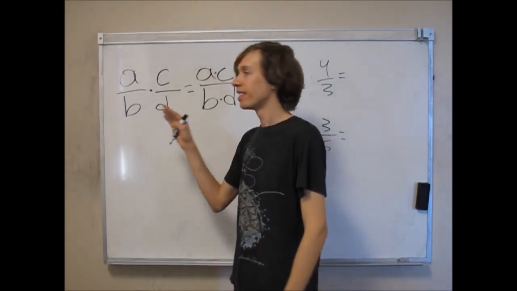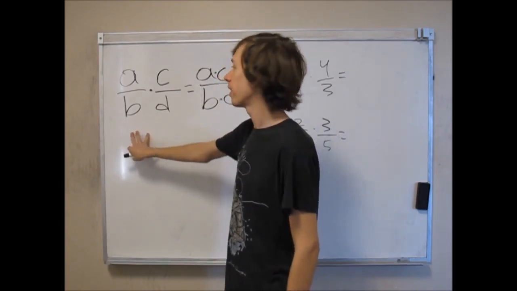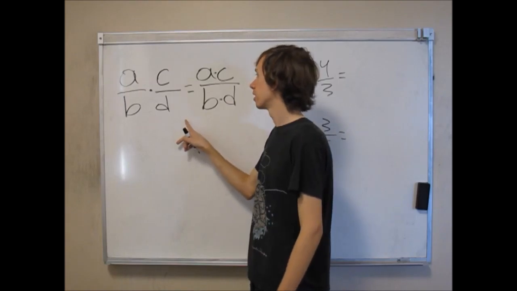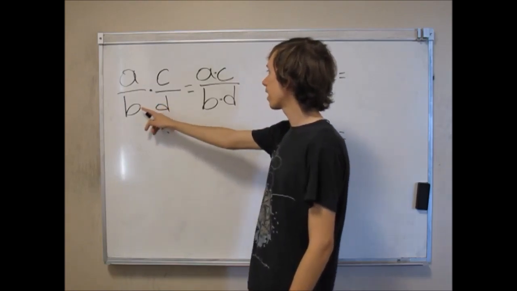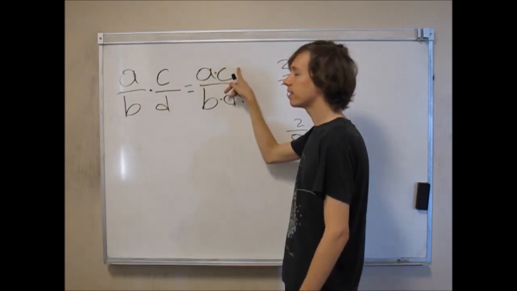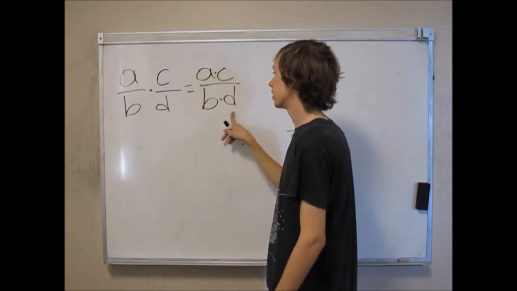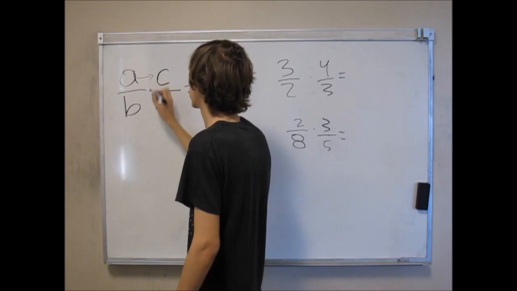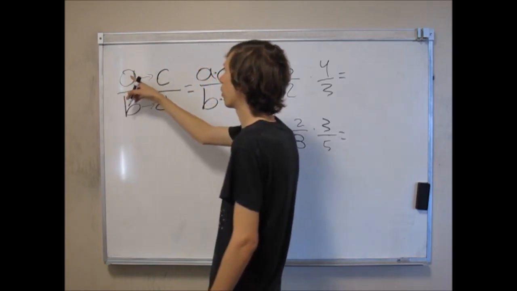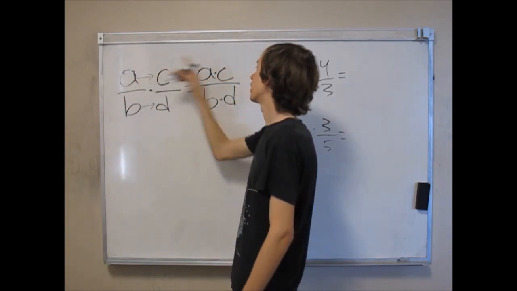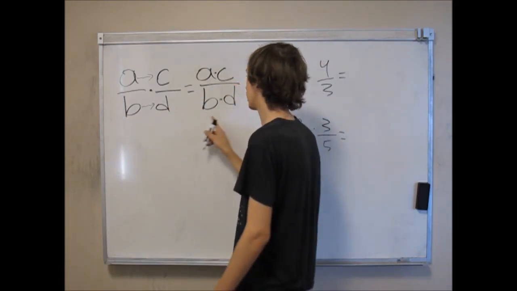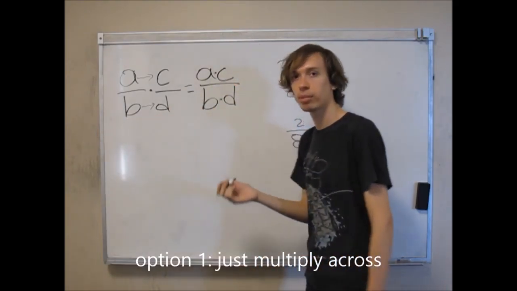fractions together, we're going to follow this rule right here. If you had a over b times c over d, the product of that is going to be a times c in the numerator over b times d in the denominator. So basically you're going to do what we call multiplying across, where you just take the product of the numerators and you keep that in the numerator, and you take the product of the denominators and you leave that in the denominator. So let's try some examples.